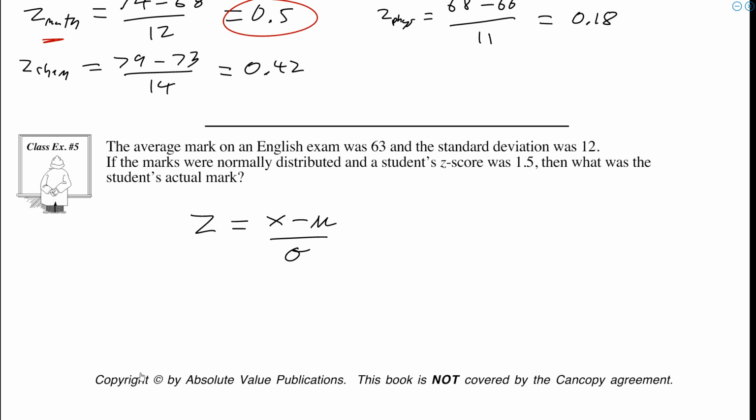Let's think about how we set up the problem. Do I have Z? Yep, 1.5. Do I have mu? Yep, 63. Do I have sigma? Yep, 12. Do I have X? That's what I want to find.